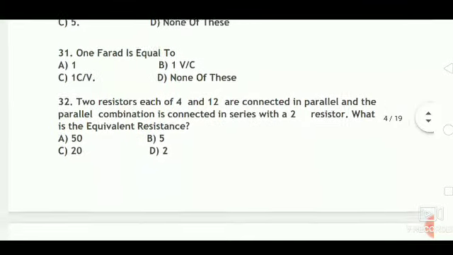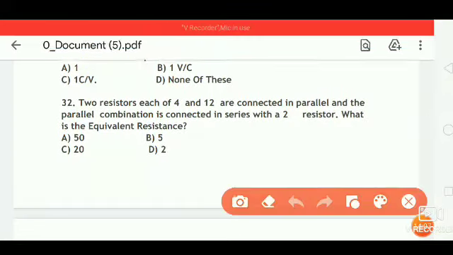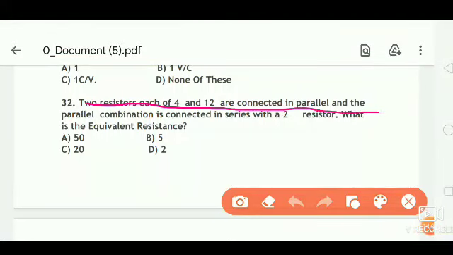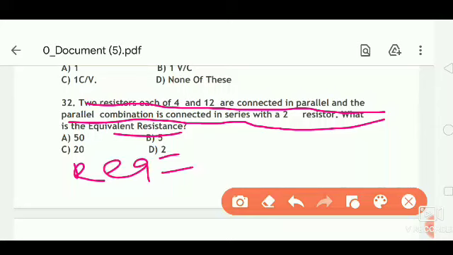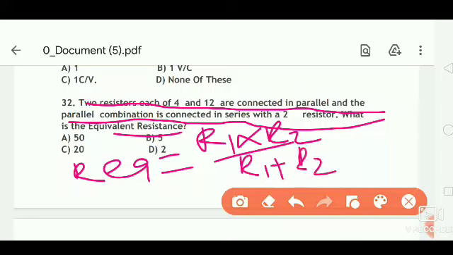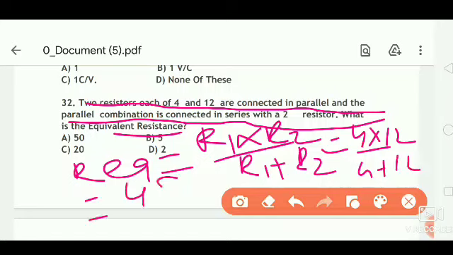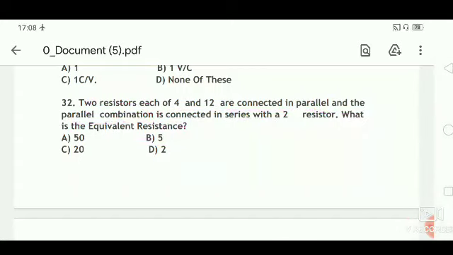The next question: two resistors of 4 and 12 ohm are connected in parallel, and this combination is connected with a 2 ohm resistor. What is the equivalent resistance? Here the 4 and 12 are in parallel, so R equivalent equals R1 into R2 by R1 plus R2. That is 4 into 12 by 4 plus 12, which is 48 by 16, giving 3.